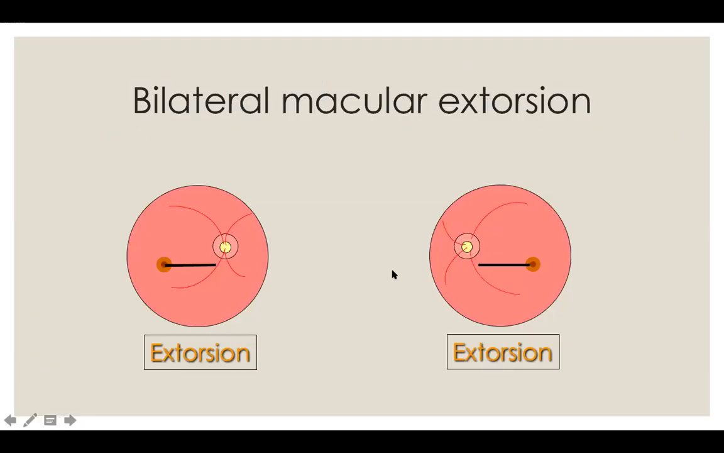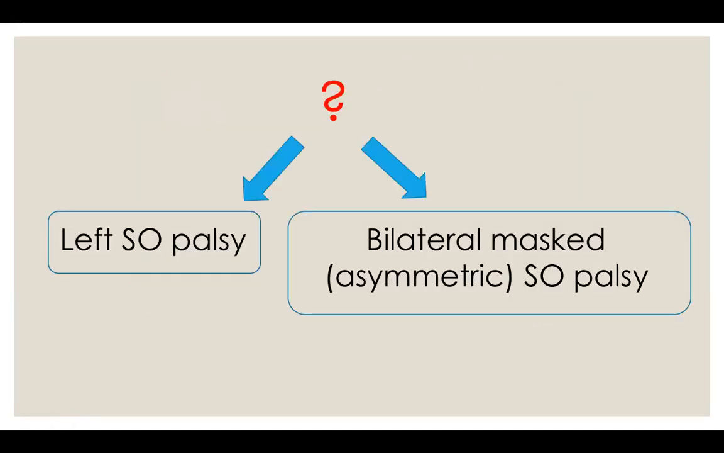However, on fundus examination, I found bilateral macular extorsion and not just left macular extorsion. So I was wondering, was it a left superior oblique palsy or was it bilateral masked or asymmetric superior oblique palsy?